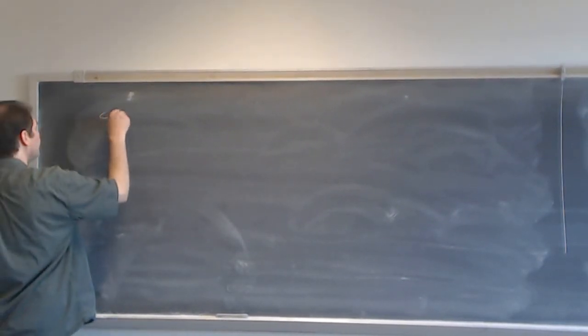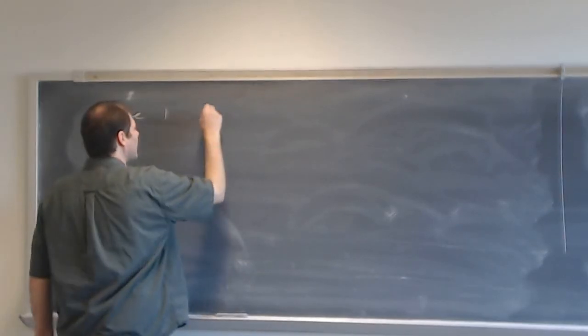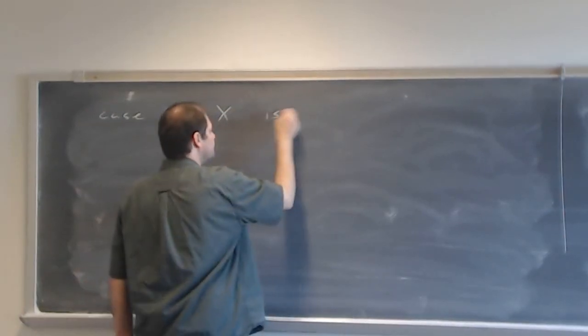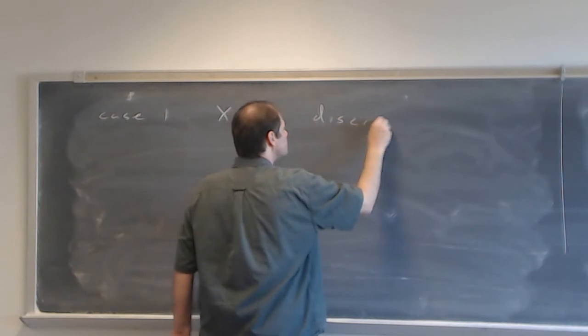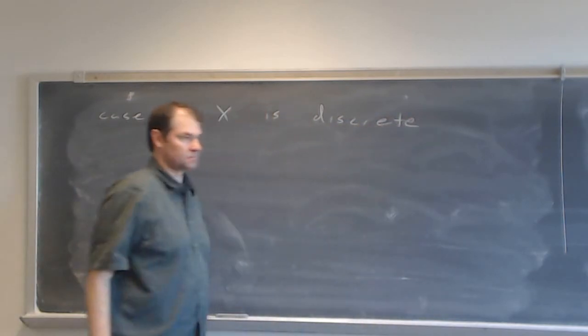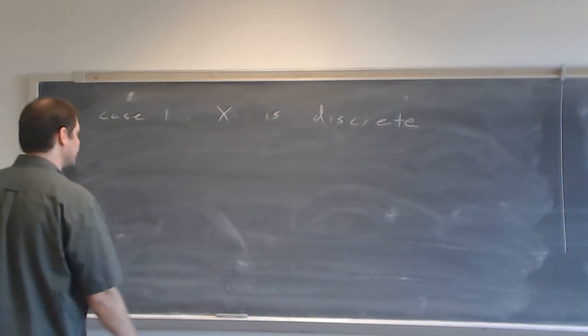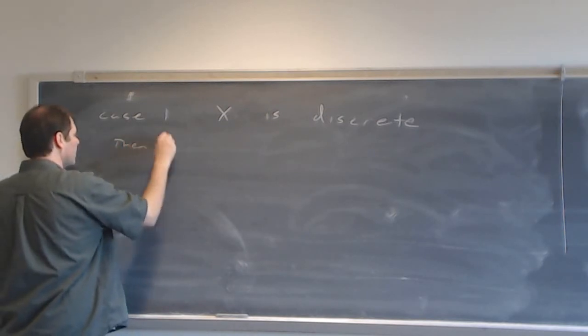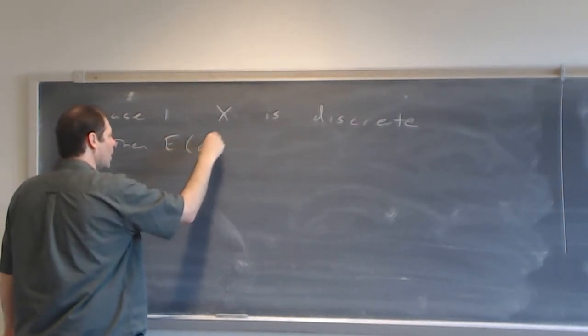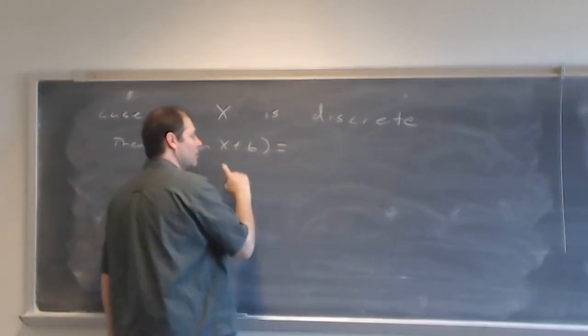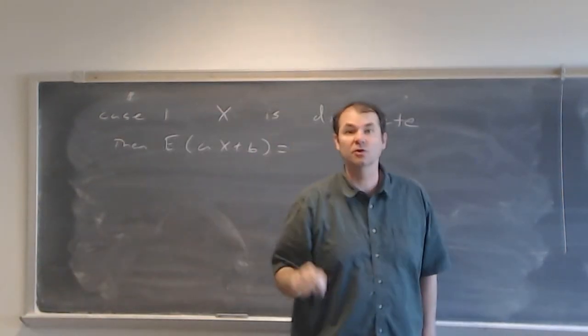So case 1, X is discrete. So I'm proving this when X is discrete or X is continuous. Then the expected value of aX plus b, this is the expected value of a function of X.